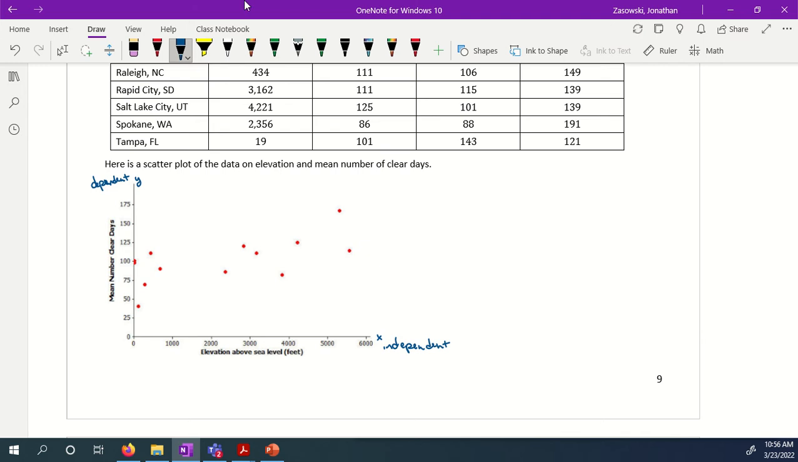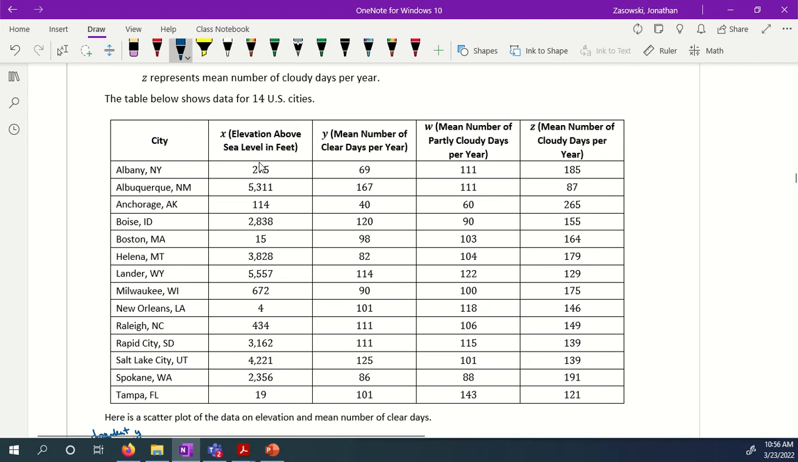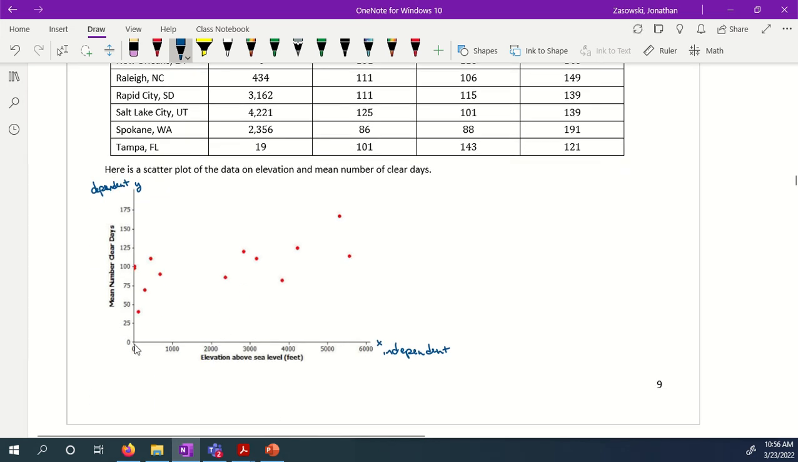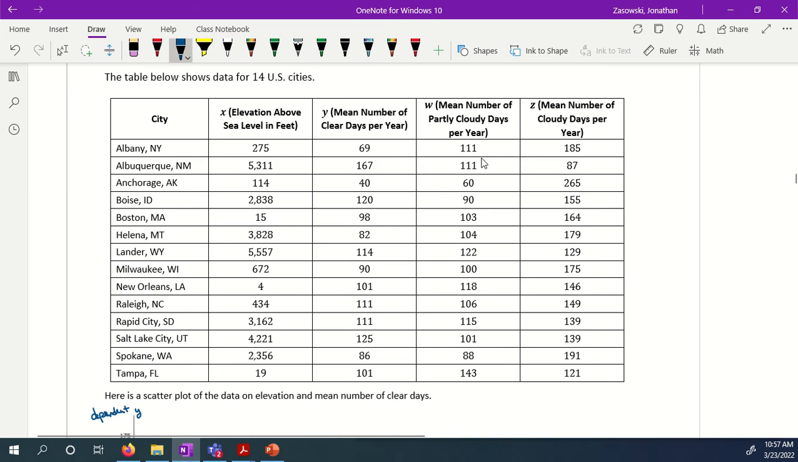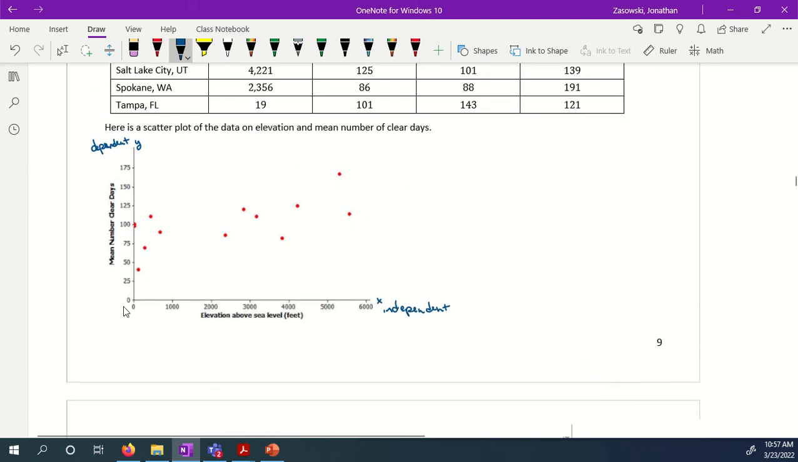You can notice that for the elevation in the chart, the lowest is 4 and the highest is about 5,000-something. So they've started the interval from 0 and adjusted the scale to count by thousands. On the y-axis, which is the number of clear days, the lowest is somewhere around 40 and the highest is about 167. We'd want to be able to count that number, and so they've cut this into a scale of 25.